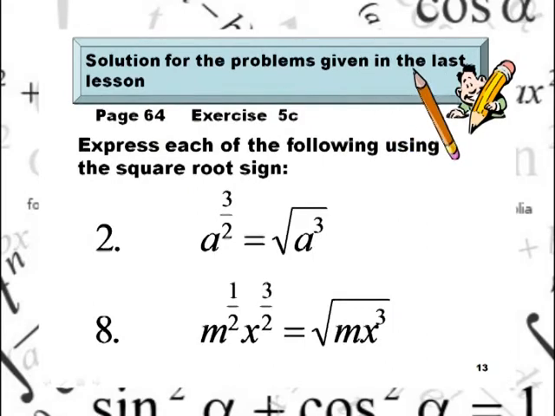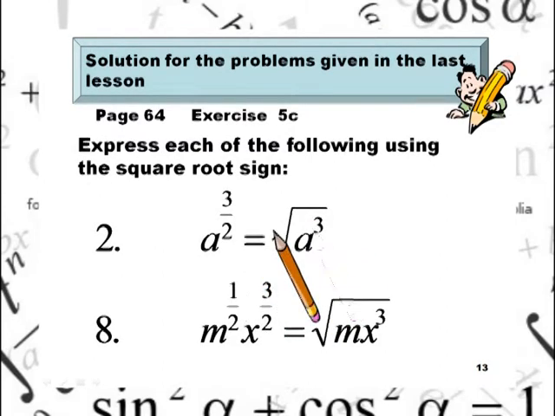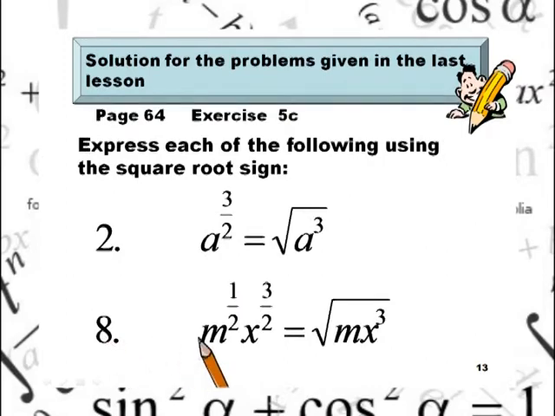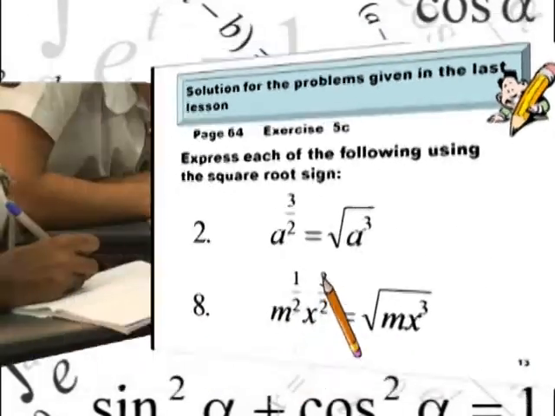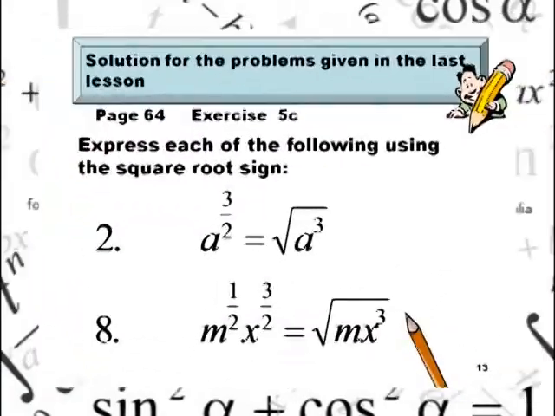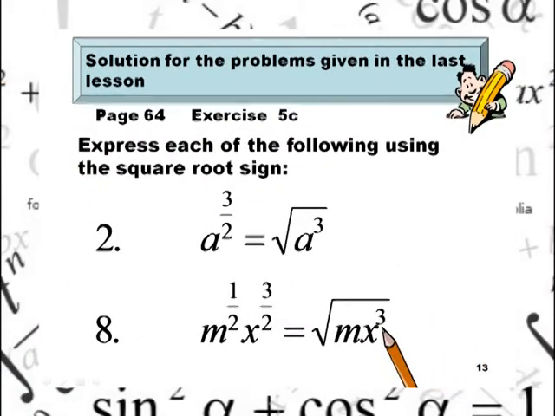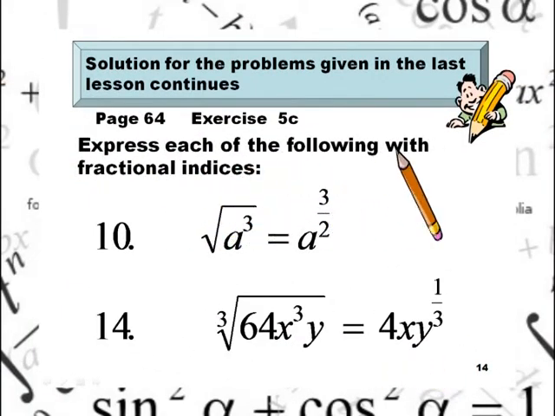Solution for the problems given in the last lesson, page 64, exercise 5C. Express each of the following using the square root sign. Question 2. A raised to the 3 over 2 power equals the square root of a cubed. 8. M to the half times x to the 3 over 2 is equal to the square root of m x cubed.